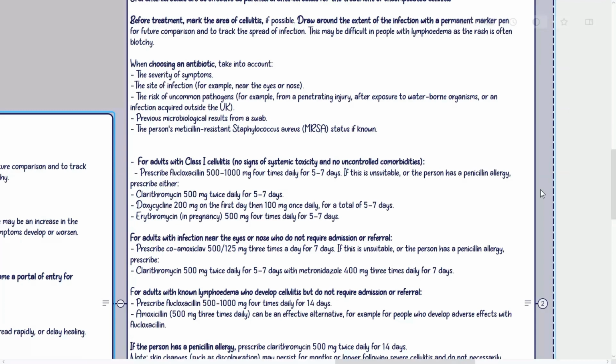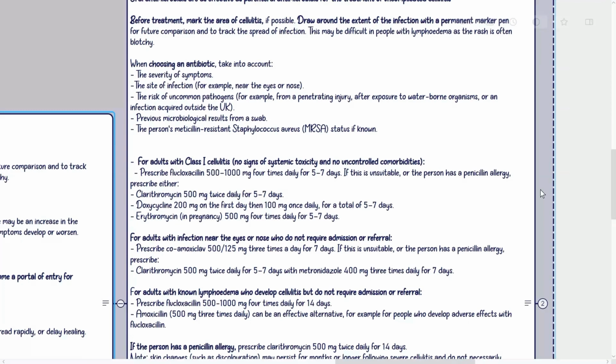For adults with infection near the eyes or nose who do not require admission or referral, prescribe co-amoxiclav 500/125 mg 3 times a day for 7 days. If this is unsuitable, or the person has a penicillin allergy, prescribe clarithromycin 500 milligrams twice daily for 5 or 7 days, with metronidazole 400 milligrams 3 times daily for 7 days.